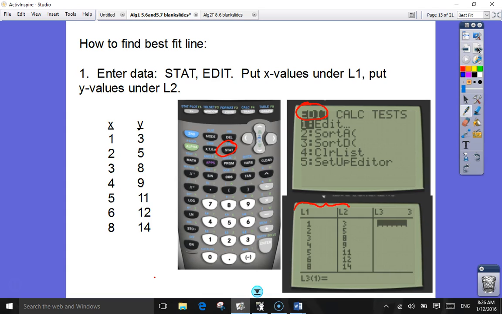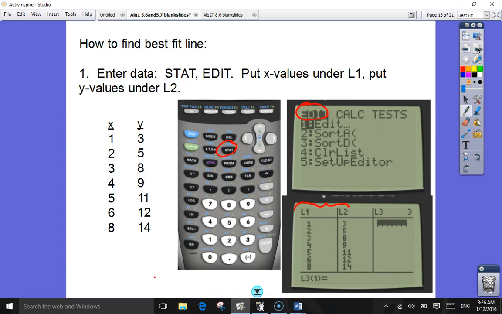Stat, Enter, L1, L2. Okay, you're going to put the X values under the L1. So I've already done it for this, but you should do the same thing. Right, 1, 2, 3, 4, 5, 6, 8. Every one you enter, you hit Enter after you've done it. So 1, Enter, 2, Enter, 3, Enter, until you get all the way to the bottom. And then you right arrow to go into the L2 column, and it should go all the way to the top. Did you get that?